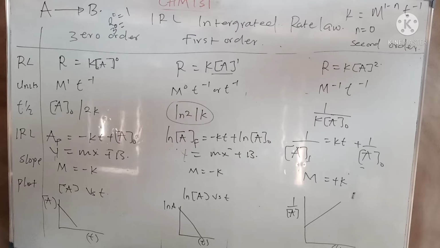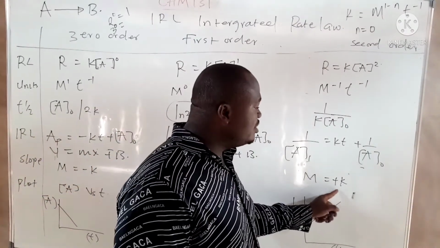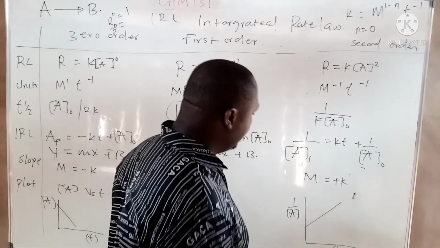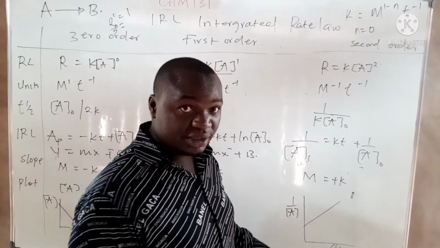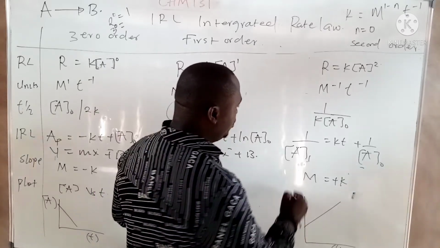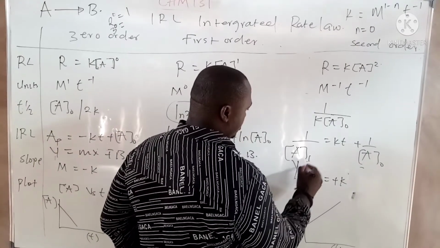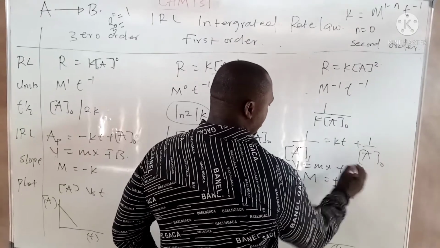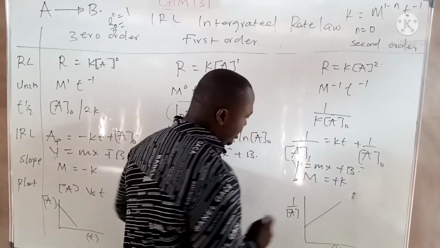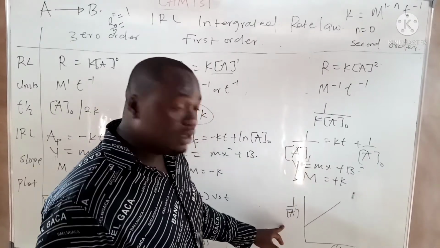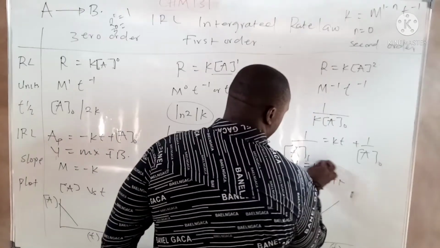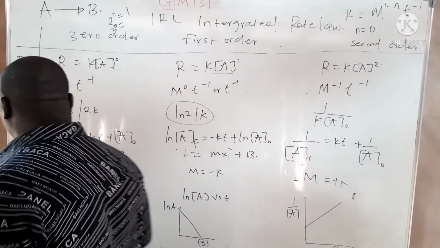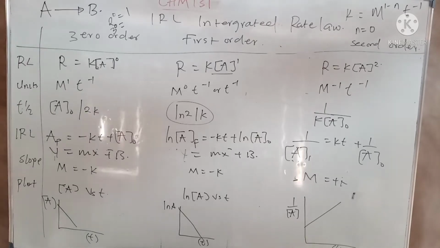Now let's continue. When you come here, the slope is positive. So it's a positive slope, and that's why it's like this. But you can see that it's not from the origin. Look at it very well. If you compare it with y is equal to mx plus b, your y here is 1 over the concentration of A versus t. So this is how the graph looks like. This is the possible examination question they can ask you from this graph. You have to know how it looks like and how the formula works.